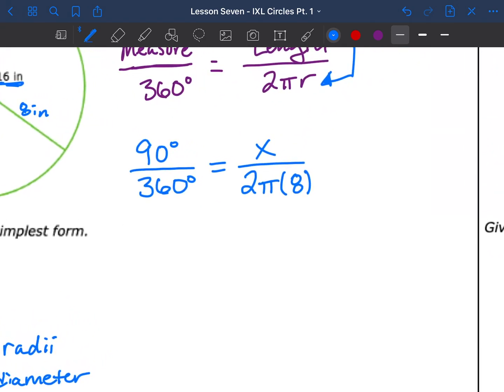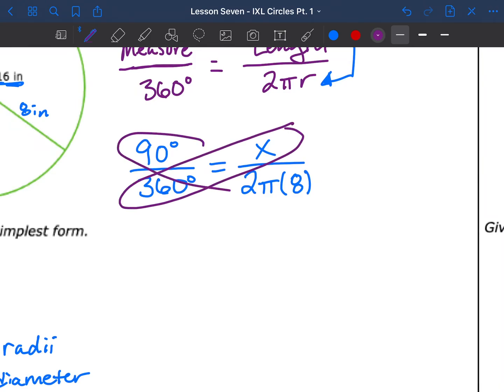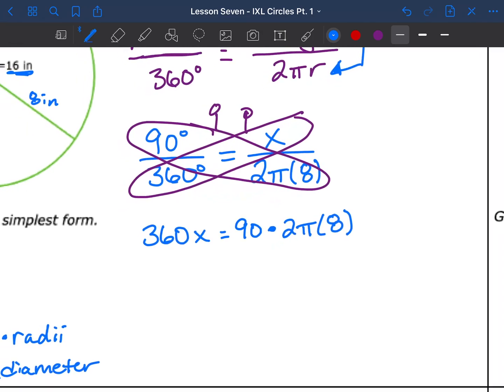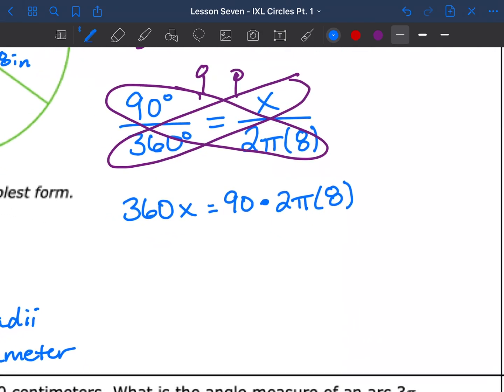Now, let's cross multiply. Cross multiply, or the butterfly method. All right, let's do the x first. So x is multiplying with 360. So I'm going to have 360 times x equals 90 times 2 pi times 8. All right, it looks messy, especially with this pi. I don't know what I'm going to do with that for right now. But I'm going to go with my gut, and I think I'm doing a great job.